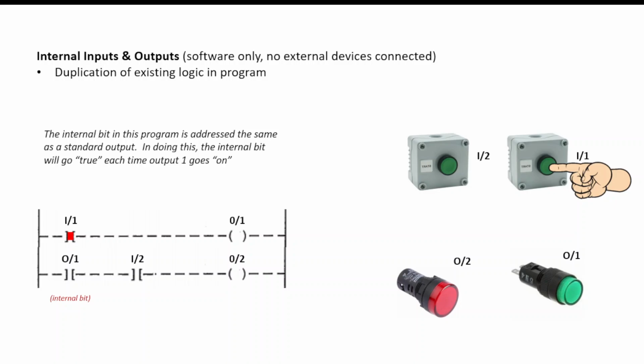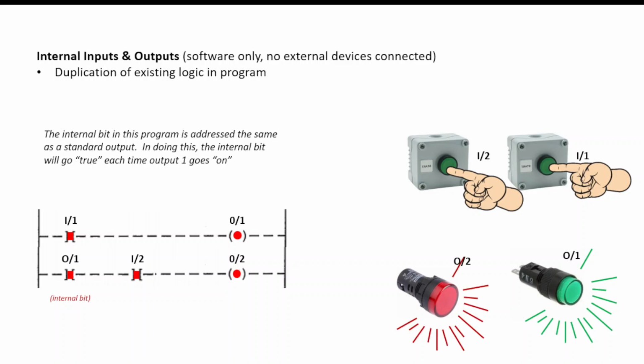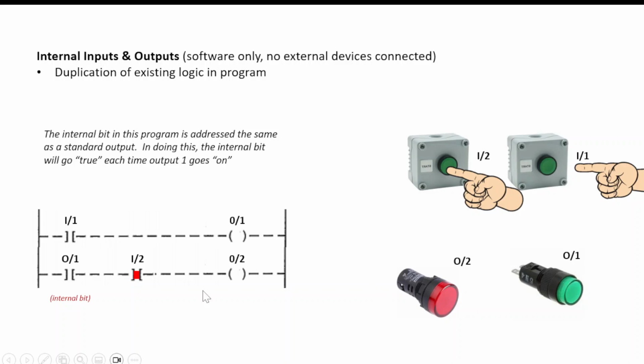So there we go, input 1, output 1 goes on, output 1 internal bit goes true, and now I'm going to push in input 2, that's going to go true, and output 2 should come on. Now if I release my finger from input 1, output 1 should go off, and now we don't have a continuous line of true logic and output 2 goes off, right? This is in the middle. Think of it as a series connection. You need to have a continuous, uninterrupted line of true logic in order for an output to go on.